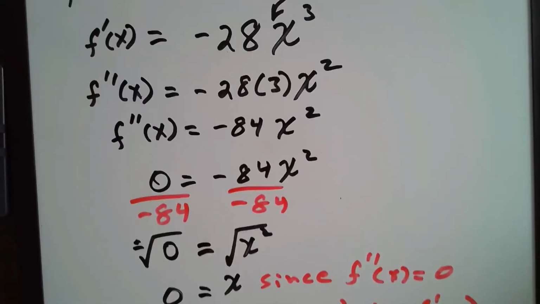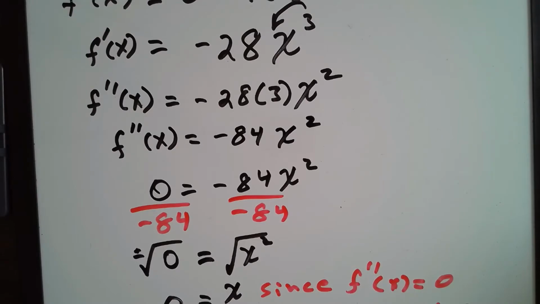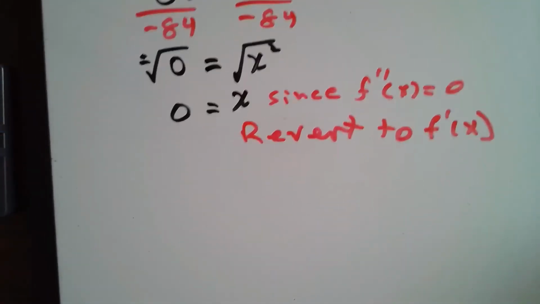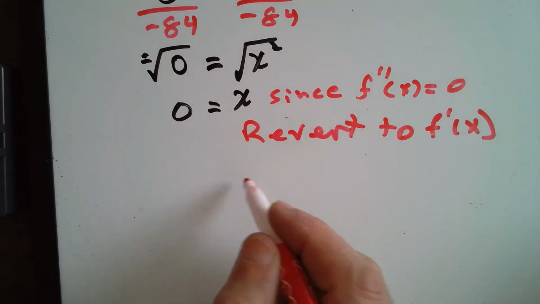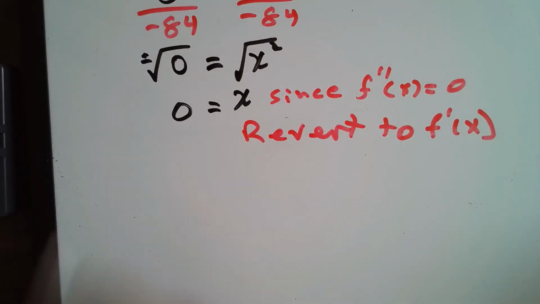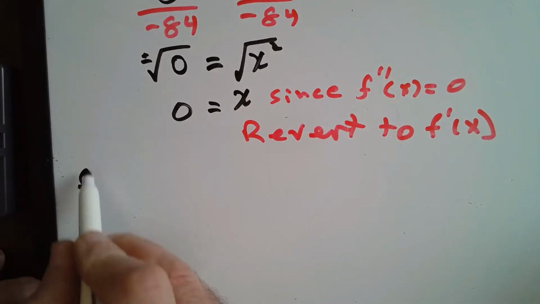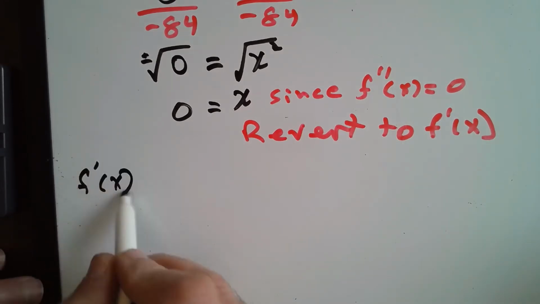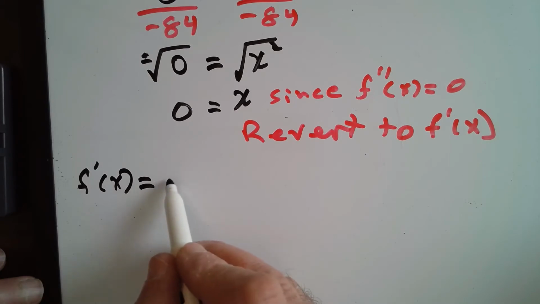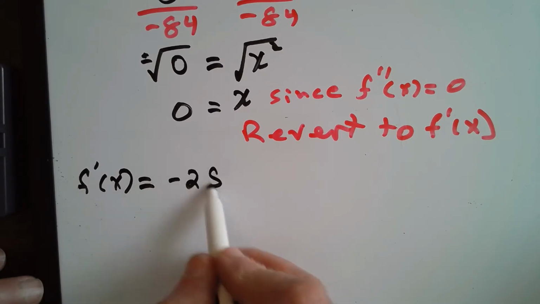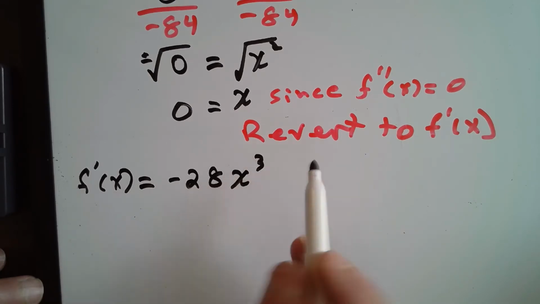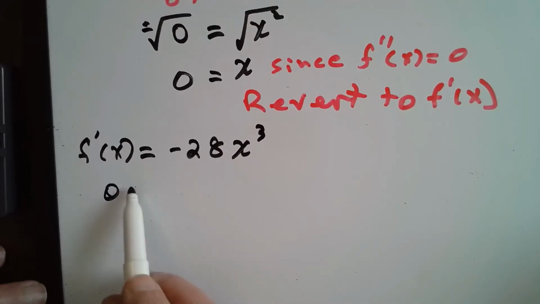Okay, our first derivative was negative 28x to the third. So we put in our first derivative. Here's our first derivative again, negative 28x to the third. Set it equal to 0 and solve.